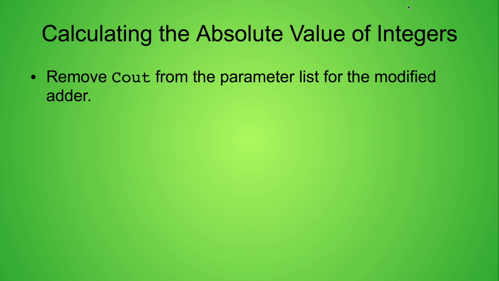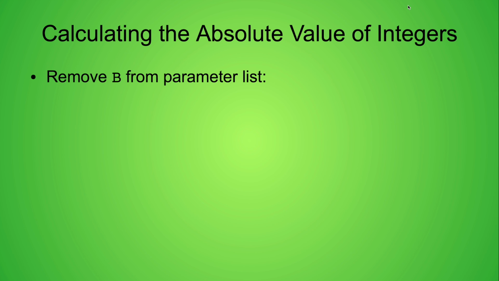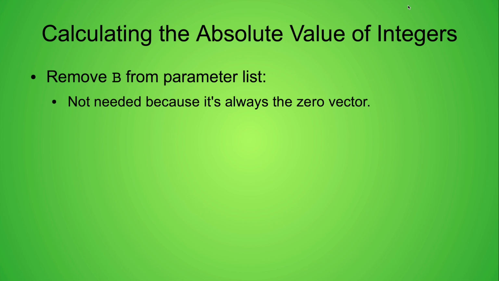The next change was even more modest. I removed the output parameter cout from the list of values returned by the adder circuit. This, of course, also required making a change to the wrapper module abs.py. The next change was to remove the input value b from the parameter list for the adder. We don't really need it because it's always going to be the 0 vector.